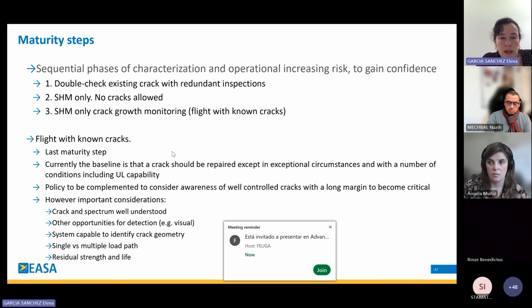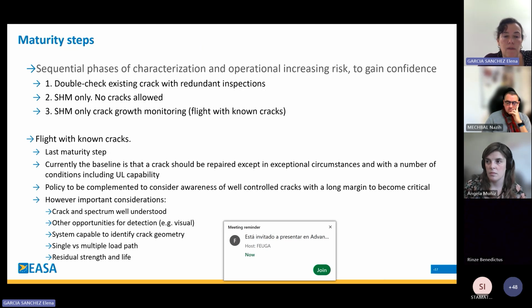Currently, the policy we have for flight with known cracks is that a crack should be repaired except in very exceptional circumstances and with a number of conditions, including ultimate load capability. The policy should be complemented to have awareness. So now we are thinking, in view of SHM, that this policy has to be rethought to take into account the situation where there is a very controlled crack that was discovered very soon because of the good SHM technology. So there is a very long margin for it to become critical.